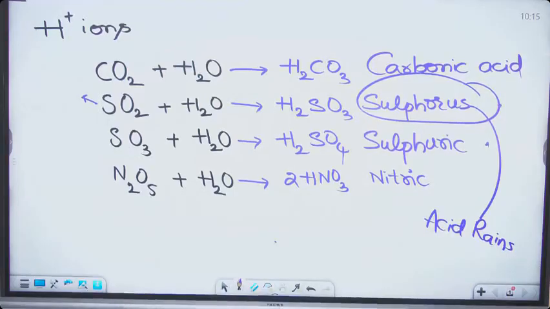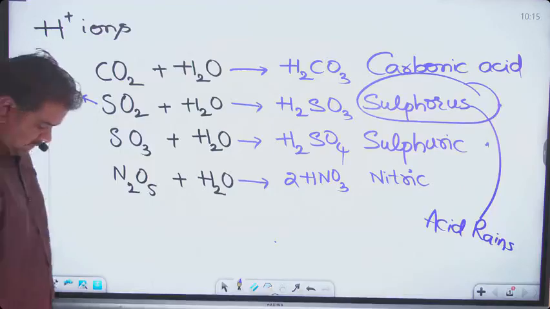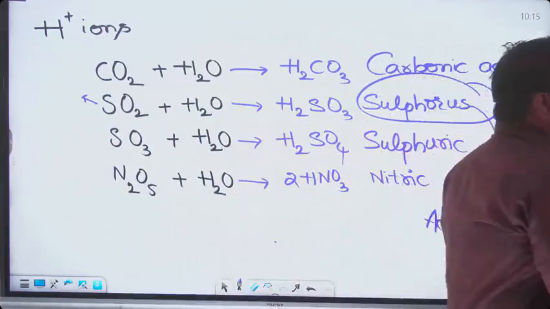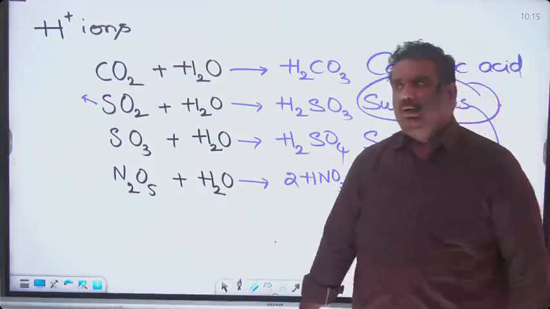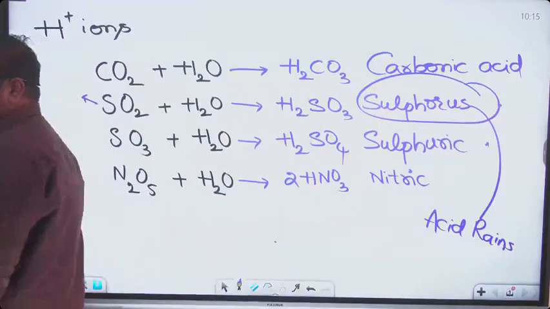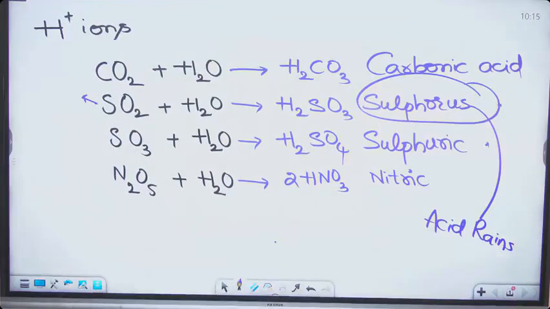Any chemical substance which consists of H plus ions is known as an acid.